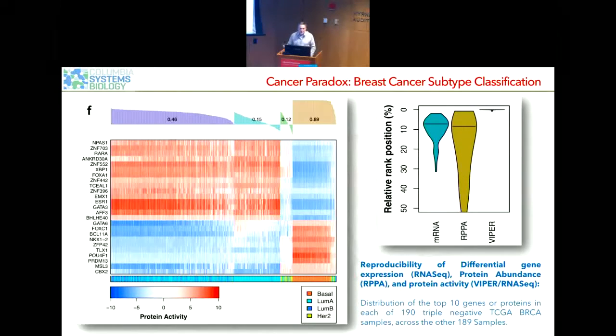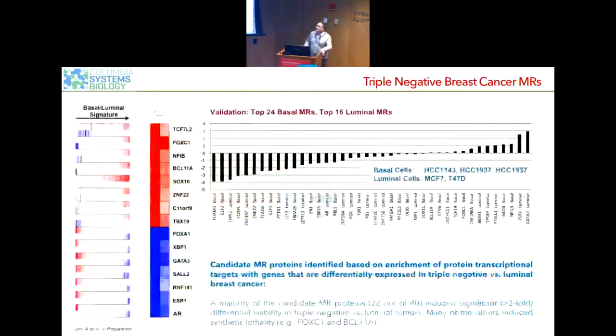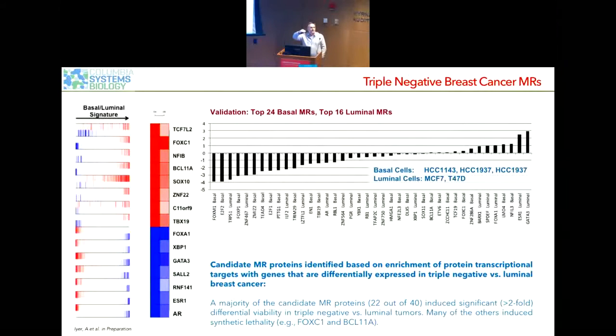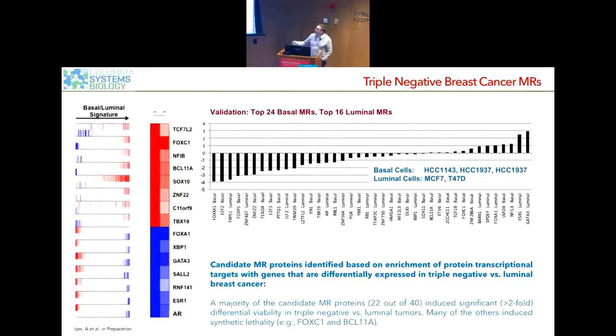All right, so let's see, first of all, whether this works. So we took the 40 master regulators for both, 16, I think, for luminal and 24 for basal. We silenced them using multiple hairpins in 3 different basal cell lines and 2 different luminal cell lines. And what you're seeing is that about 70% of them induce a greater than 2-fold change in viability, either in favor of the basal, so more reduction for the basal, or greater reduction for the luminal.